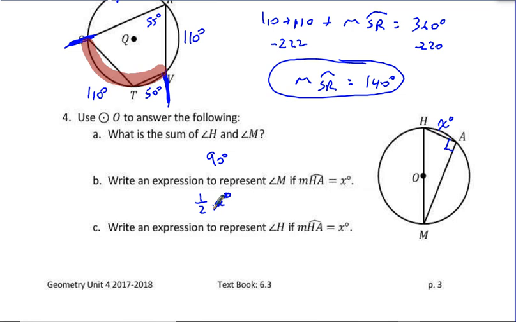The ultimate piece, or the final step, the thing that I'm looking for, is actually angle H. And we started off by saying the sum of angle H and angle M is 90 degrees, and angle M is 1/2 X degrees. So H is going to be 90 degrees minus 1/2 X degrees.